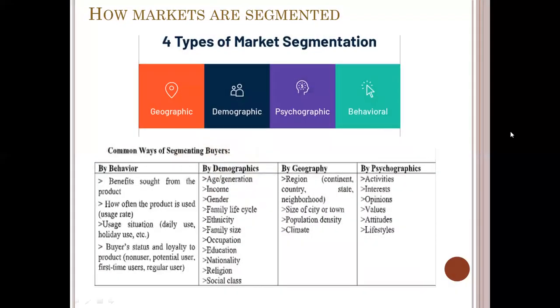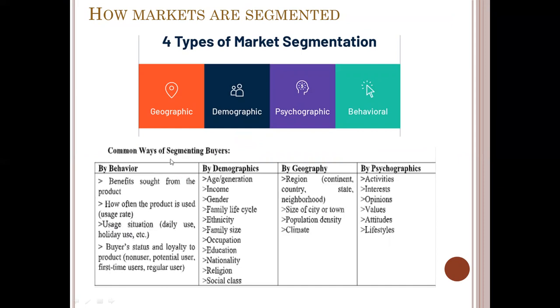So we have here a table of the types of segmentation bases. We have here by behavior: benefits sought from the product, how often the product is used, and usage situation, whether it is for daily use, holiday use, or occasional use. Then buyer status and loyalty to product: non-user, potential user, first-time user, regular user. So this is how we segment by behavior.